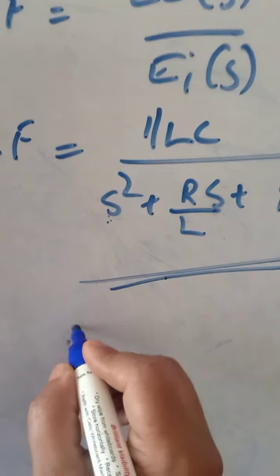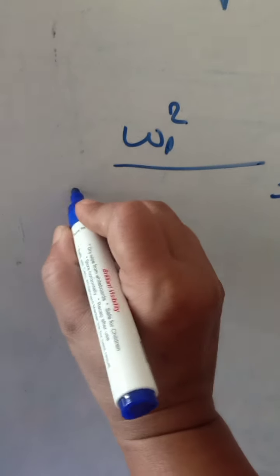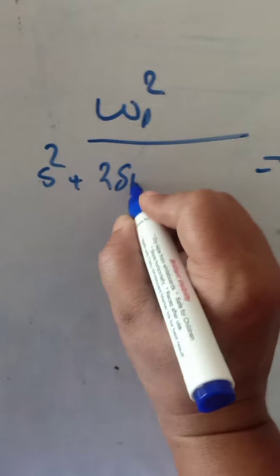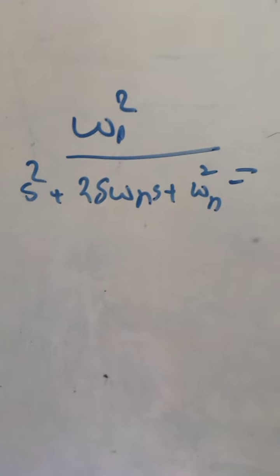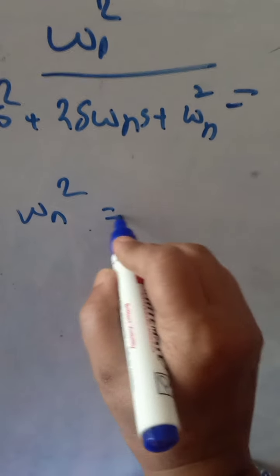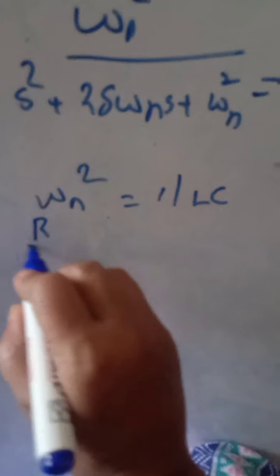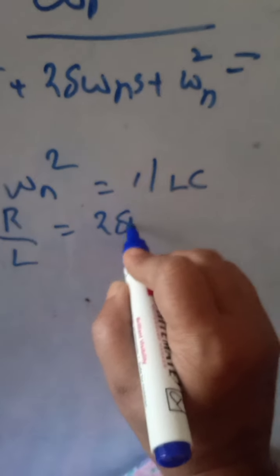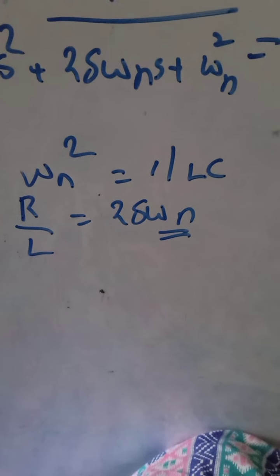Comparing with the standard form, omega n square by S square plus 2 delta omega n into S plus omega n square, this is your standard form. Comparing, the numerator omega n square is equal to 1 by LC. So omega n is equal to 1 by root LC. R by L is equal to 2 delta omega n, and here for omega n you can substitute 1 by root LC.